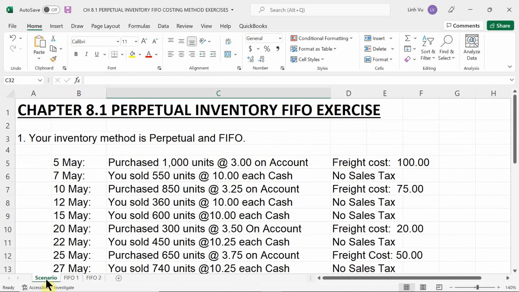So here's the first one. Your inventory method is perpetual, and it is FIFO. On May 5th, we purchase 1,000 units at $3 each with a freight of 100. We bought it on account, but in this case, we're focusing on just plugging it into our inventory worksheet.